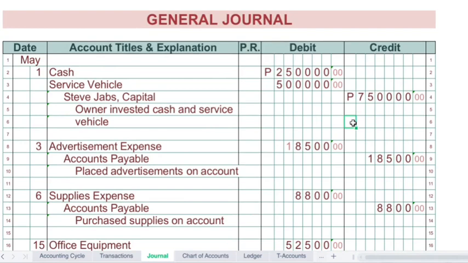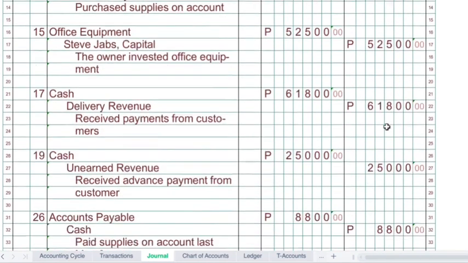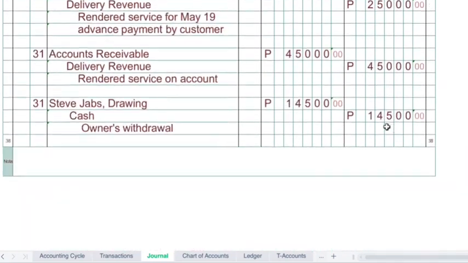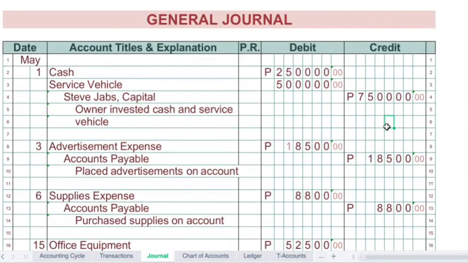Pero pwede rin namang lagyan ng peso sign if you want. Alright. Okay. Next step. Okay, so by the way, that is the second step in the accounting cycle.